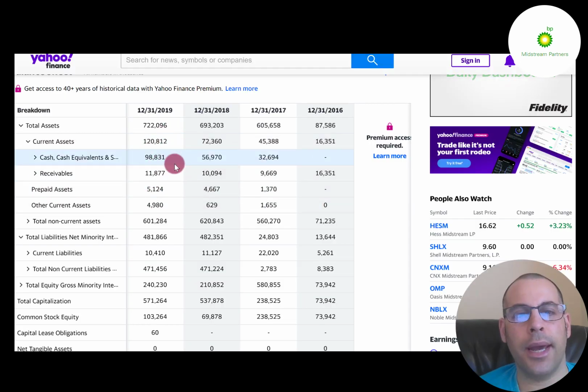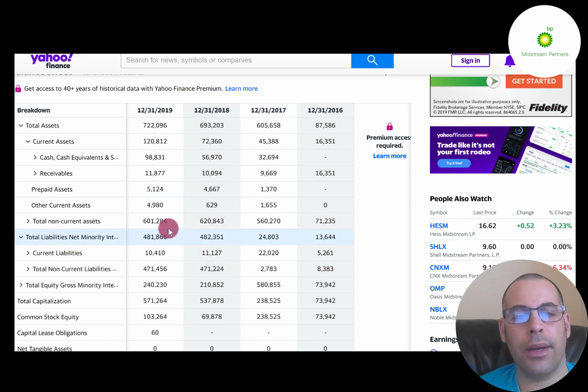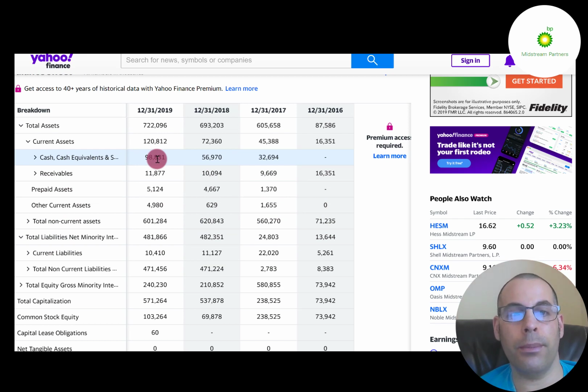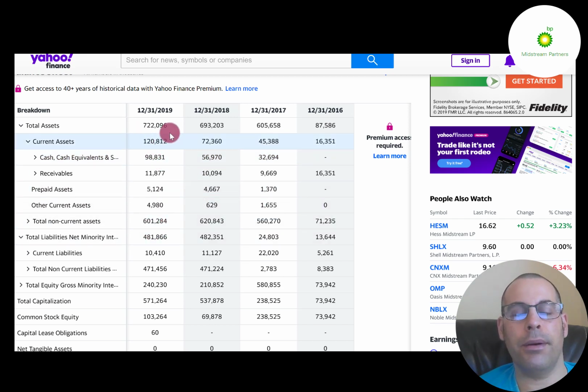So you can see they have a ton of cash on their balance sheet, $98 million. They only have $10 million of current liabilities. So although it's nice to have a lot of cash, I don't invest in companies so they can keep cash on their balance sheet. I invest in companies so they can grow their business and provide me a good return. That's why the current ratio doesn't need to be above 2, because that means they're operating inefficiently.